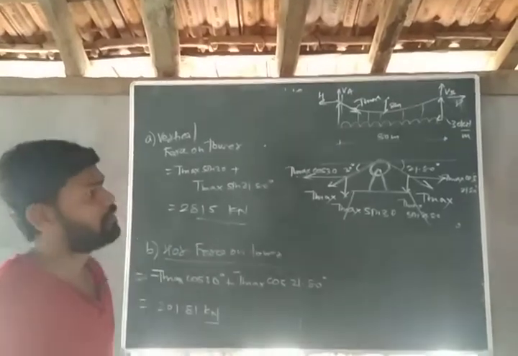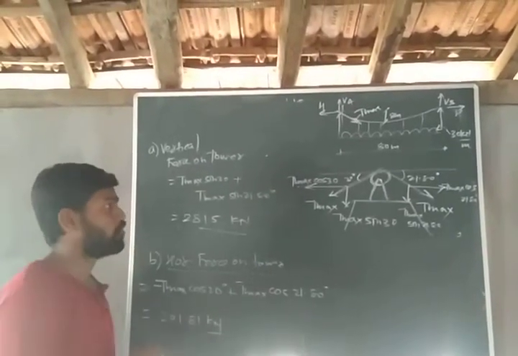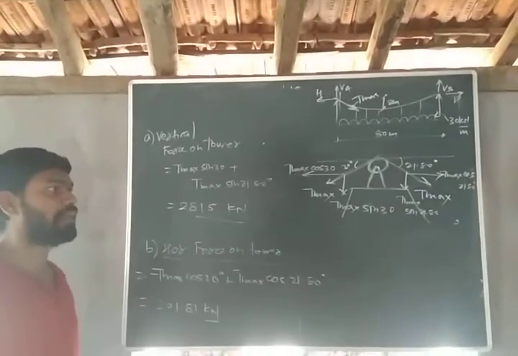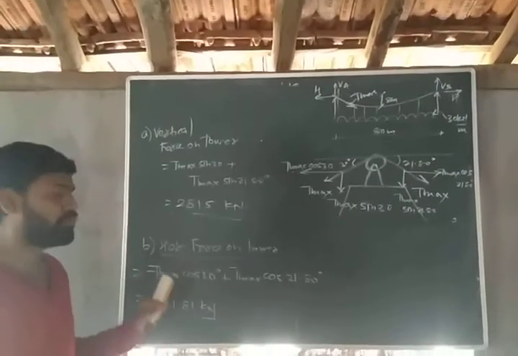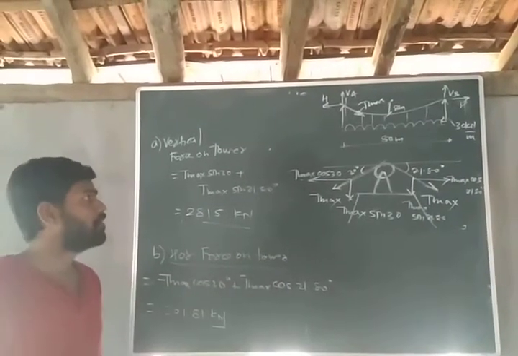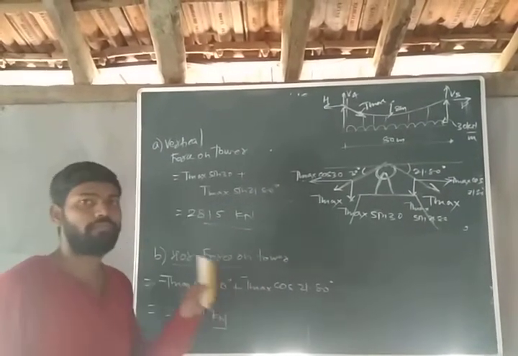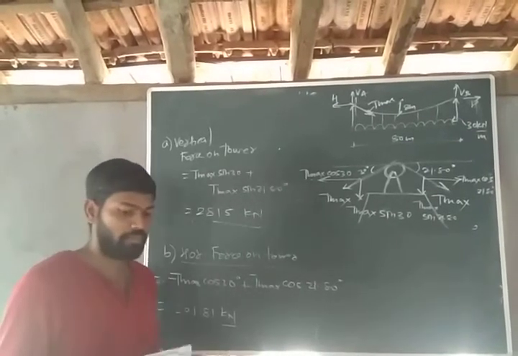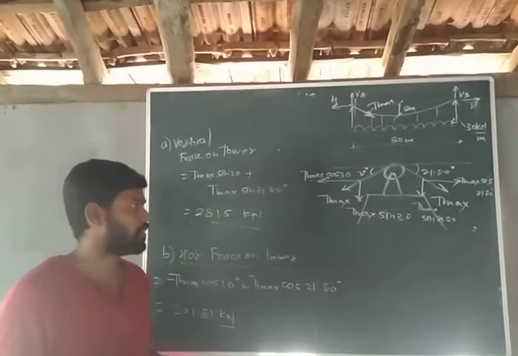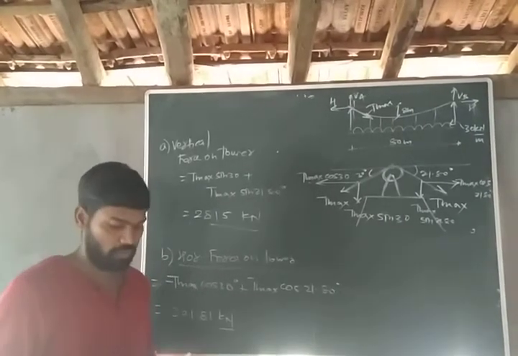Okay, so this is how you can calculate the forces on tower, horizontal force as well as vertical force. So this formula we have already derived in the last lecture. I have just substituted the values which is given. Okay, so this type of numerical will be there in your university exam at least for 8 marks or sometimes it may be for 6 marks if only one condition is given. Okay, thank you.